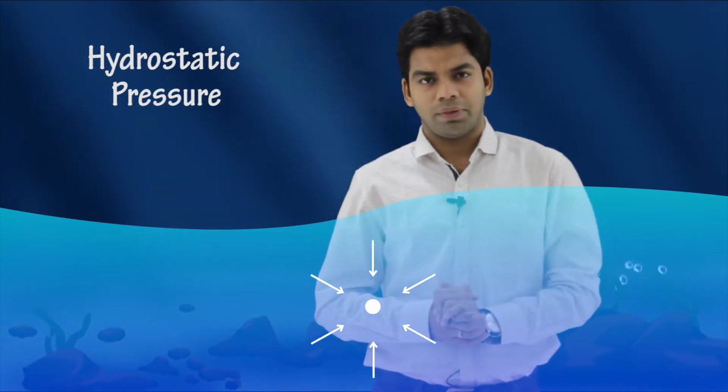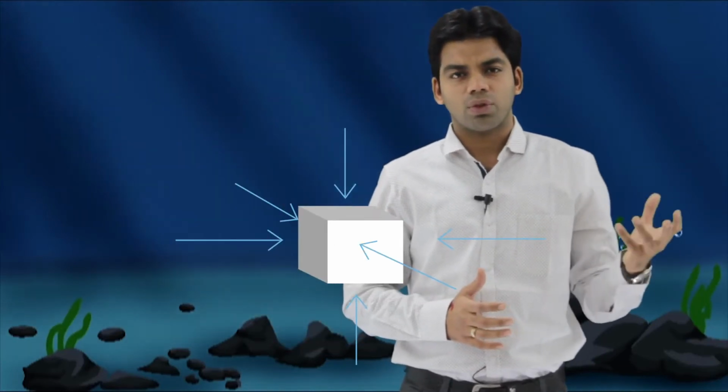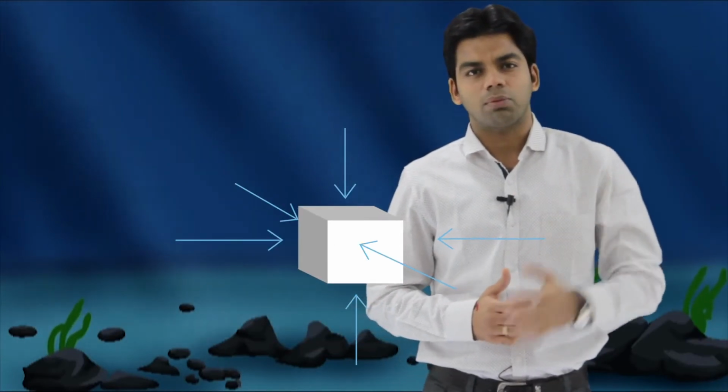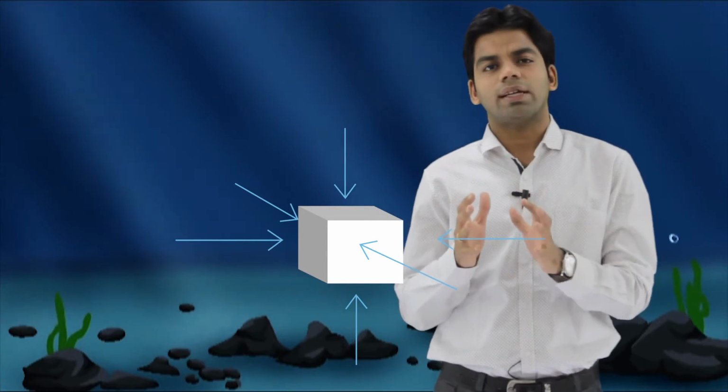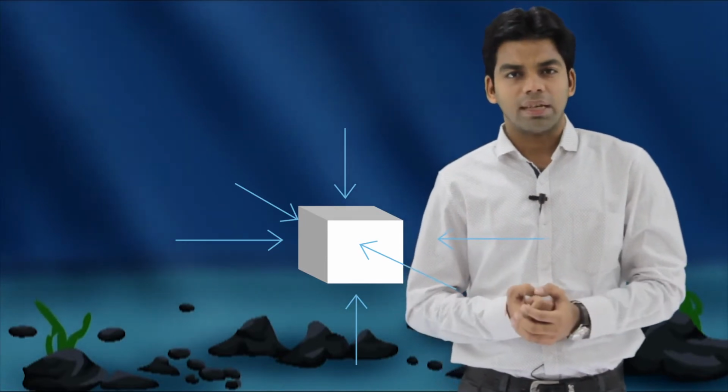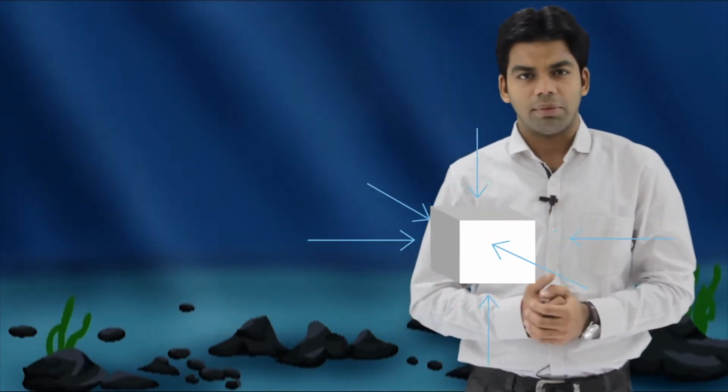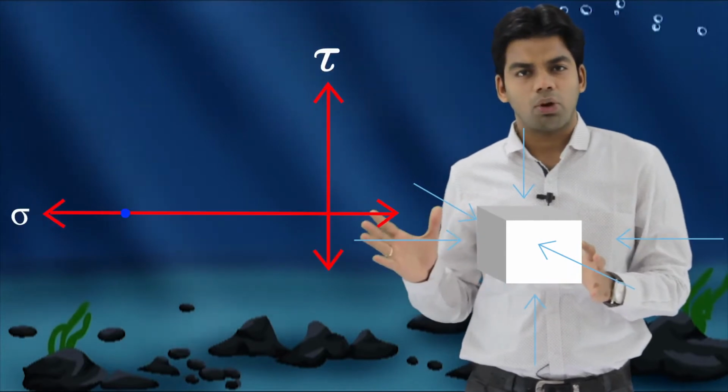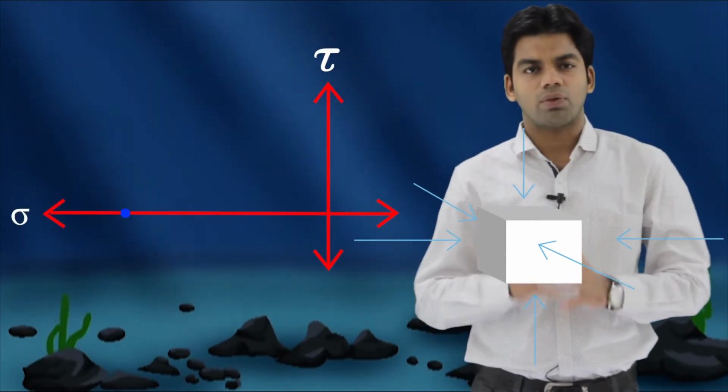That stress or pressure which acts equally in magnitude and direction from all the sides is called the hydrostatic stress, or hydrostatic pressure. If you remember, I have already told you this in the mechanics of solids subject when we were dealing with the Mohr circle. I told you that for this hydrostatic stress element, the Mohr circle will be a point on the negative side because all the forces are compressive.